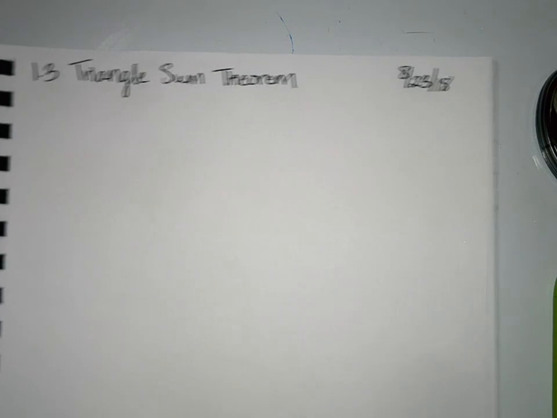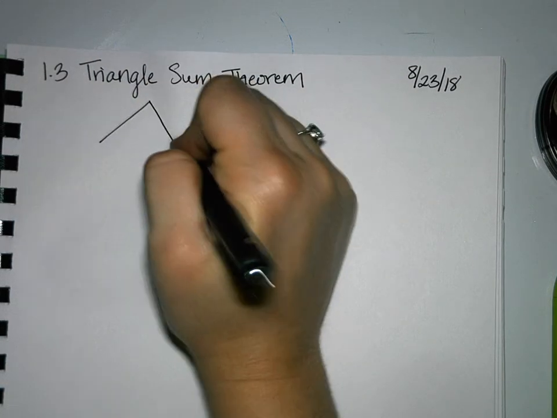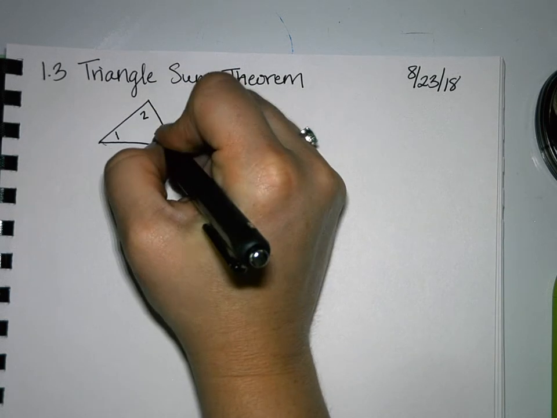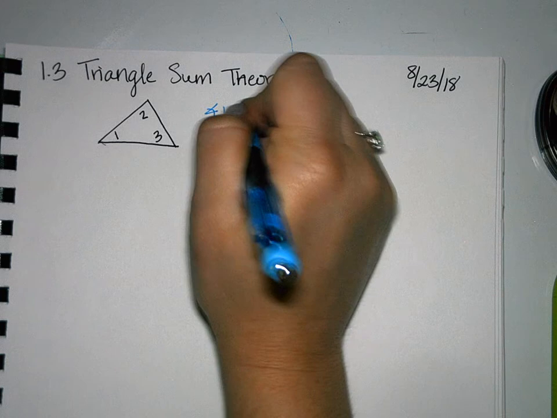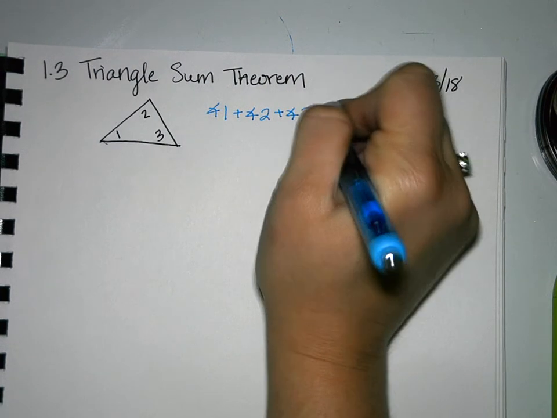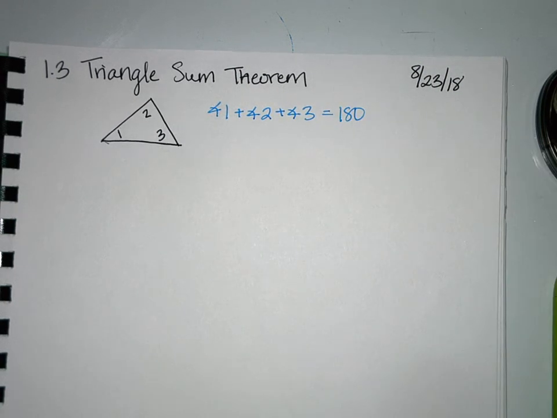Alright, so triangle sum theorem. This is one that you guys already know and you use a lot. What do you know about the angles inside of a triangle? That's the triangle sum theorem. So angle 1 plus angle 2 plus angle 3 equals 180. So that's going to be what we use a lot on this next one, and we also use this a lot throughout the year when we're finding missing angles.